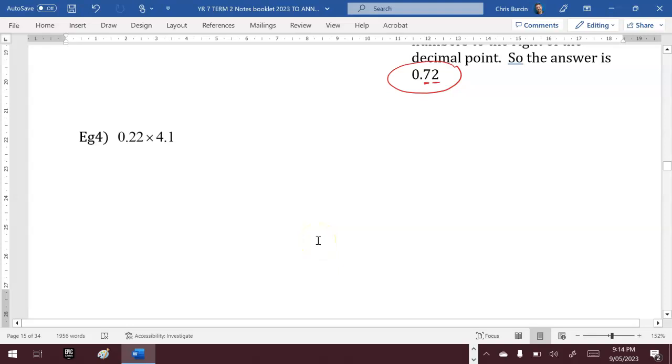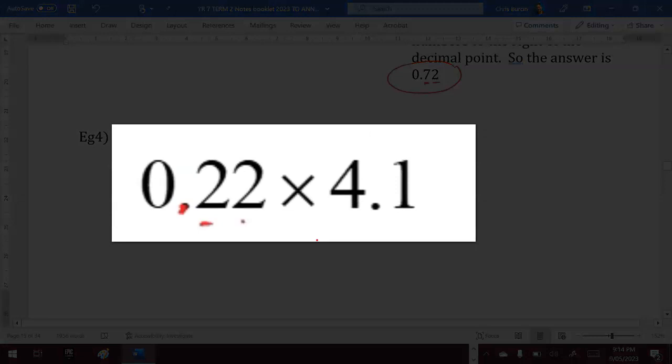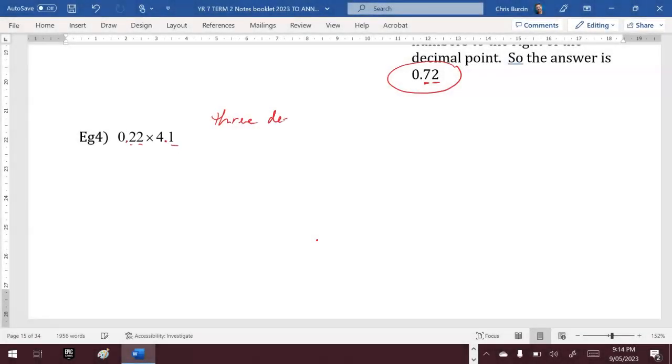So let's have a look. How many decimal places do we have? Here's our decimal. To the right of the decimal, we have 1, 2, and over here we have another 1. So we're going to end up with 3 decimal places. We know that. So let's just forget everything. Oh, my handwriting's getting even worse. And we've got 22 times 41.